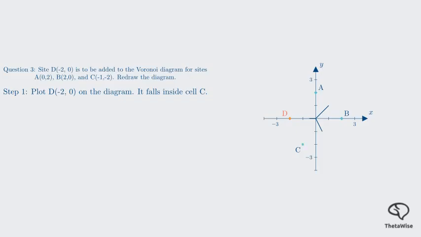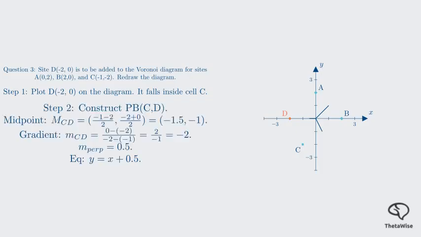bottom left quadrant. According to our rules, since D is in C's cell, we construct the perpendicular bisector PBCD. The midpoint of CD is (1.5, 1), and the gradient is -1. So the perpendicular bisector has a gradient of 1. Its equation is y = x + 0.5. We draw a segment of y = x + 0.5 starting from D.